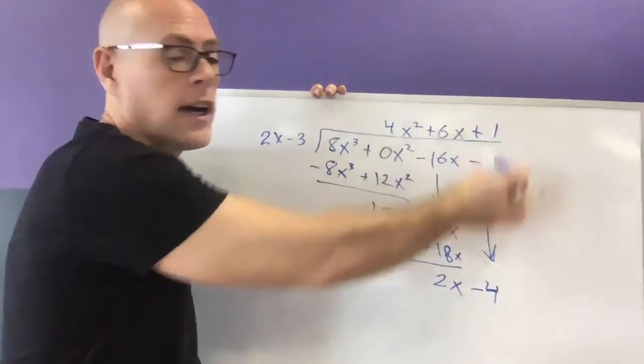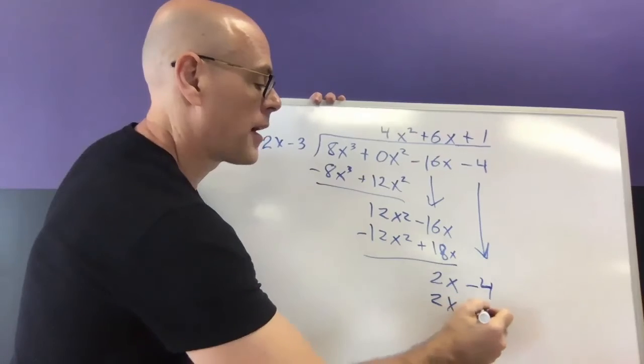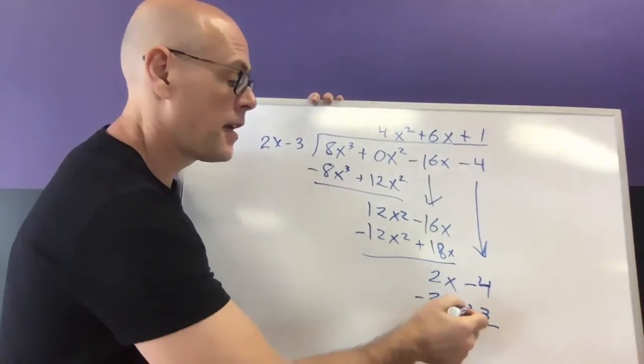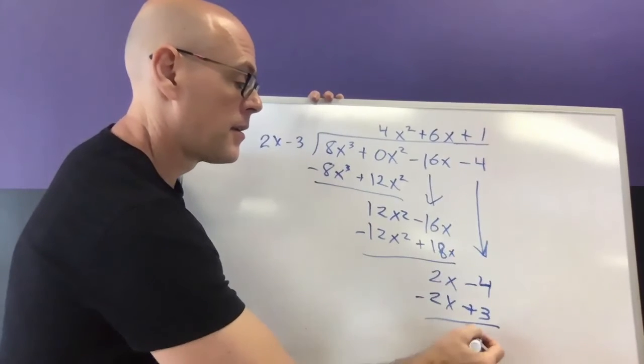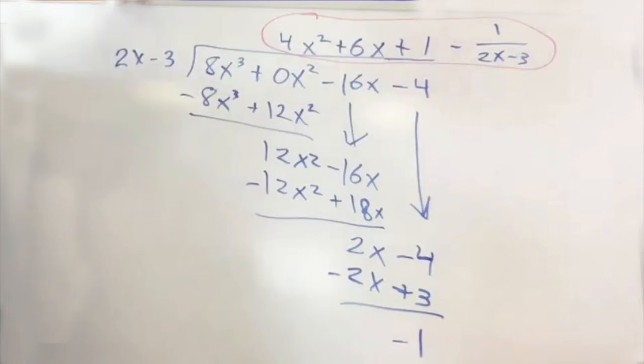Okay, notice we're in our constant column. And then, of course, 1 times 2x minus 3 is just 2x minus 3. Don't forget to change the sign. And we get negative 1. What do we do with our remainder? Minus 1 over our divisor, 2x minus 3. What is 8x cubed minus 16x minus 4 divided by 2x minus 3?